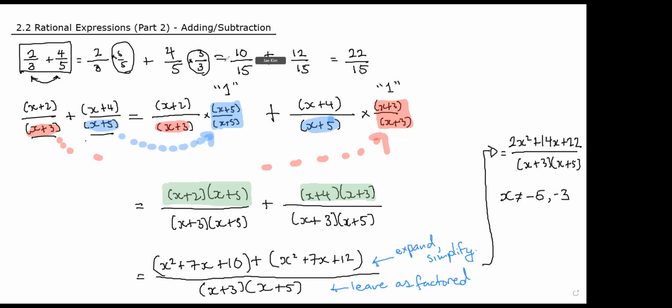Yes. So you FOIL x plus 2, x plus 5, and then x plus 4, x plus 3. You just FOIL those two, and then you FOIL the x squared plus 7x plus 10, and the x squared plus 7x plus 12. So that part becomes the left side, and that part becomes the right side. And then I group like terms.